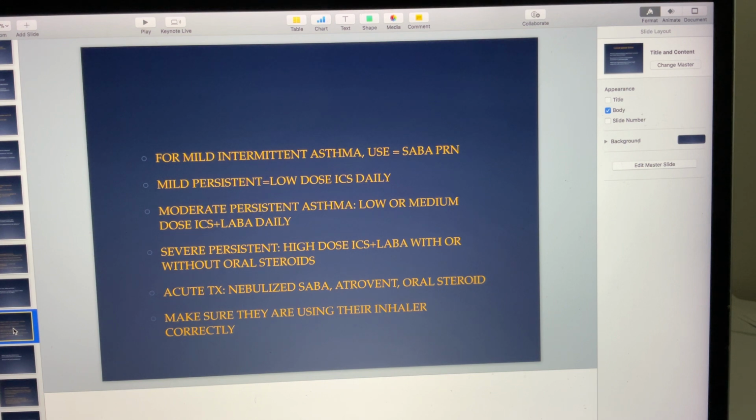For acute attacks, someone comes in to the emergency with an acute asthma attack, you want to give nebulized SABA, Atrovent, and oral steroid. That's the triple treatment. Before you add medication, make sure they are using their inhaler correctly. Make sure they're using their spacer, or if they have a pump, that they use it correctly, because you can prescribe all this medication, but if they're not using it correctly, it's of no use.